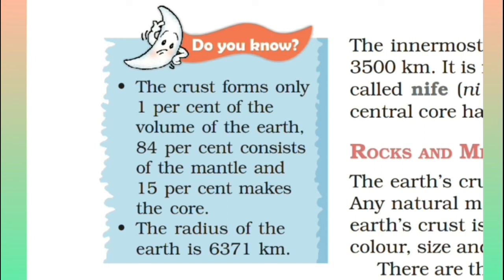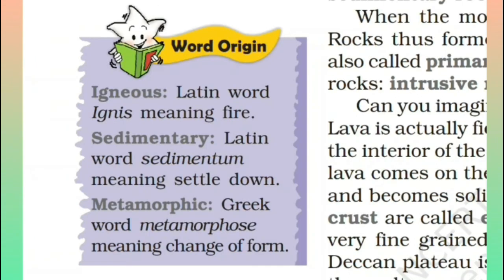And the radius of the earth is 6,371 kilometers. Keep it in mind, it's very important. Now word origin: igneous, Latin word ignis meaning fire.